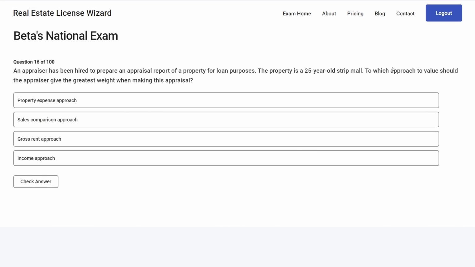16. All right. An appraiser has been hired to prepare an appraisal report of a property for loan purposes. The property is a 25-year-old strip mall. To which approach to value should the appraiser give the greatest weight when making this appraisal? Is it the property expense approach? Is it the sales comparison approach? Is it the gross rent approach or the income approach? Alrighty. So I'm going to give you guys an opportunity to think that one over, reread it if you need to.